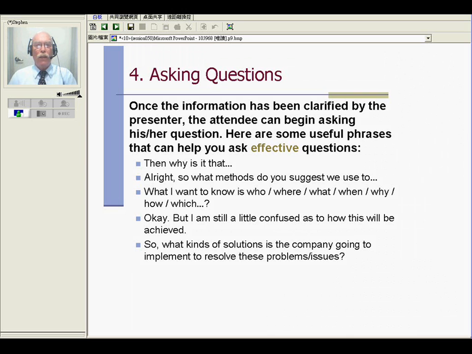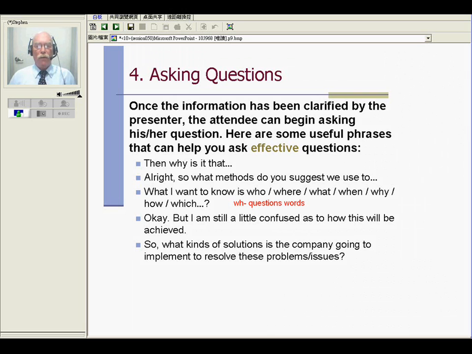Okay, we can use our question words here, our WH question words, to find out the information that we want to know. Okay, or the third one here, the answer is clarified, so okay, but I'm still a little confused as to how this will be achieved. Okay, so when the presenter or leader of the meeting makes a statement and doesn't give much explanation, we can use this. I'm still a little confused on how we can do this.